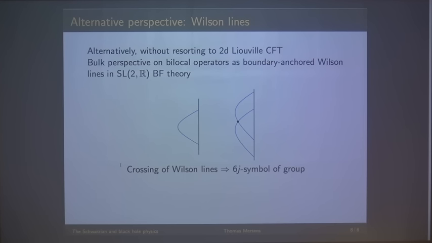And then finally, as an alternative perspective on this entire story, you can also compute these Schwarzschild correlation functions without resorting to the Liouville CFT by giving a bulk perspective to this entire story. And in particular, you can view the Schwarzschild bilocal operators as boundary-anchored Wilson lines in an SL2R BF theory, as I've drawn here. That's why they're bilocal. And you can also compute that when these Wilson lines cross, then you need to write down a 6J symbol of the group here, and that's why 6J symbols of SL2R appear. Okay, so thank you.